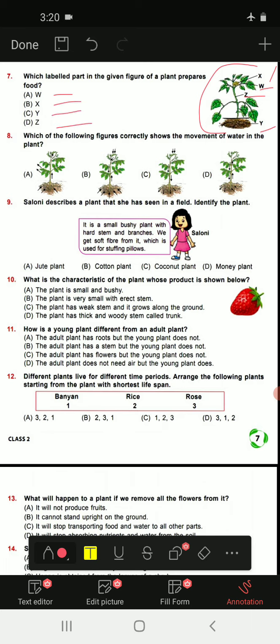Which option is correct? Option A, that is W. Here you see that W is the leaf. So the leaf prepares food.